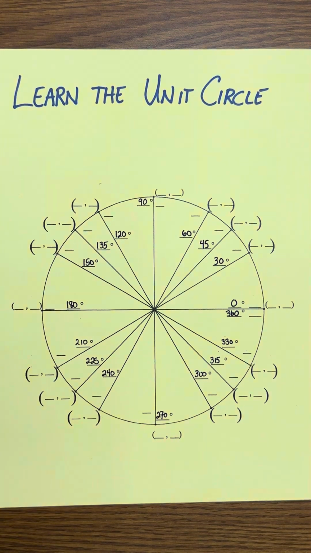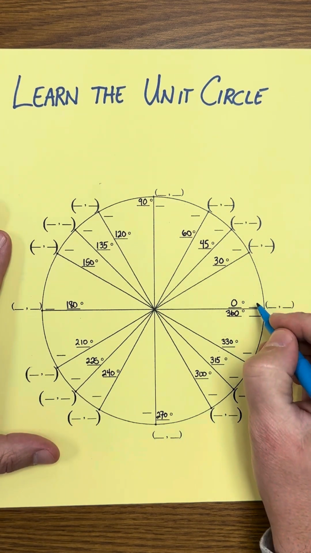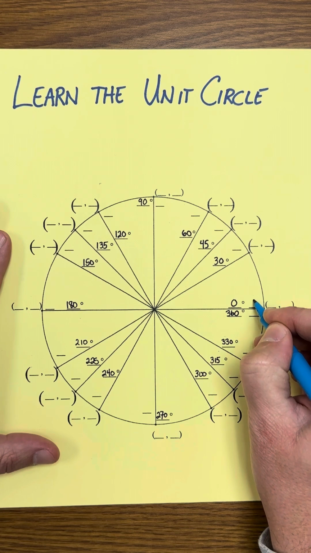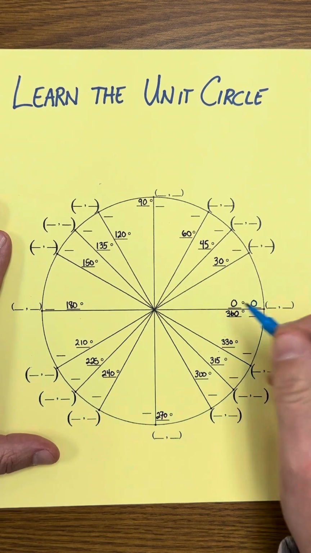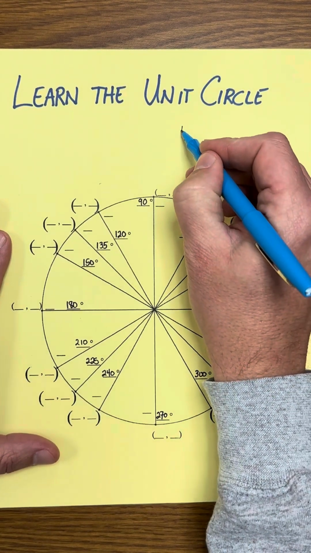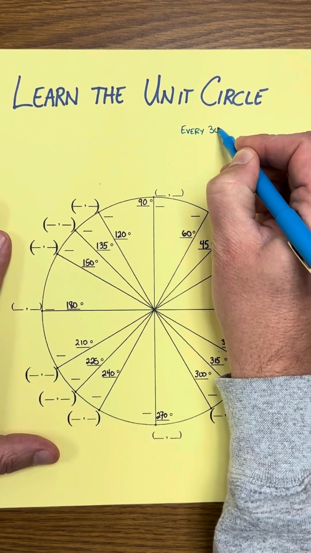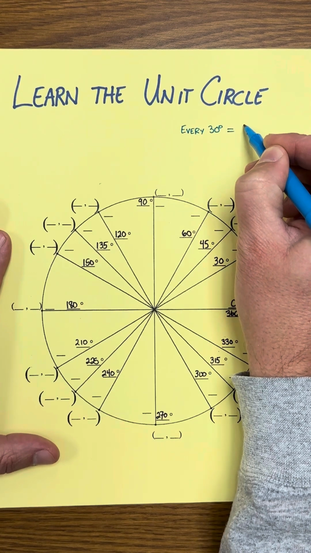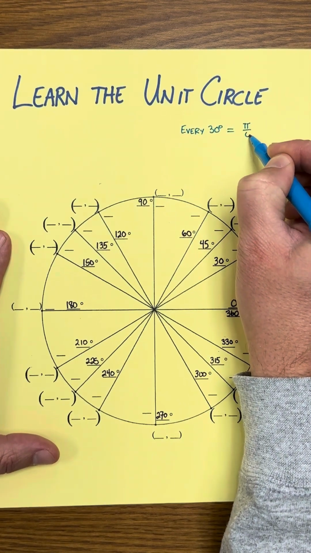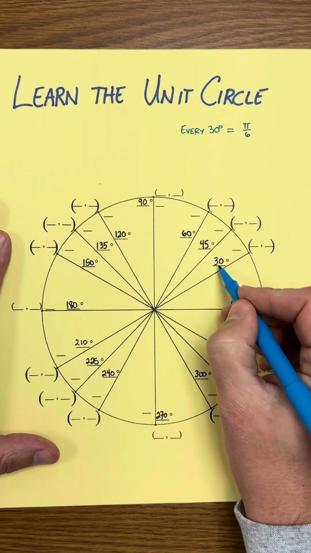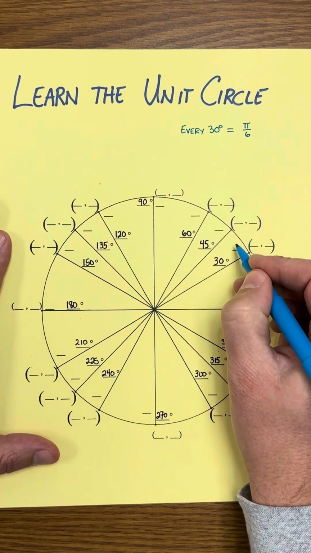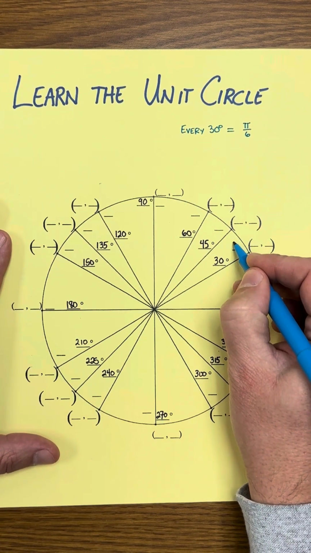Now, you're not always given measurements in degrees. Sometimes you're given measurements in radians. So let's talk about how to fill in the radians. Starting at 0 degrees, which is, of course, 0 radians. Now, what you need to know is that every 30 degrees is equal to pi over 6 radians. So this first line, 30 degrees, is just pi over 6.